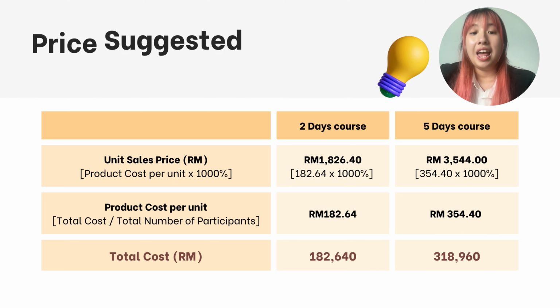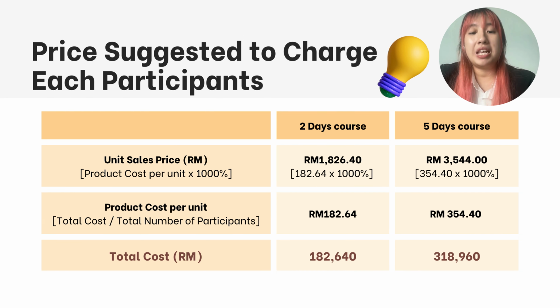After calculating the total cost using activity-based costing, we will determine the sales price by using product cost per unit times the markup percentage. Before setting up the selling price, product cost per unit is needed as a base for both courses, which we will have to divide the total cost with the total number of participants. Next, with the product cost per unit for each courses, we will have to determine the markup percentage as the advisor for Gamilian Company. So, we have suggested a 1,000% markup for each courses, so 2 days cost will have a selling price of 1,826 ringgit and 40 cents. Meanwhile, 5 days cost will be selling at the price of 3,544 ringgit.